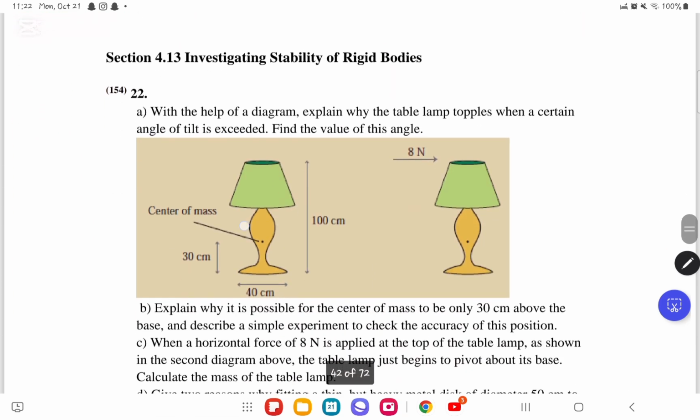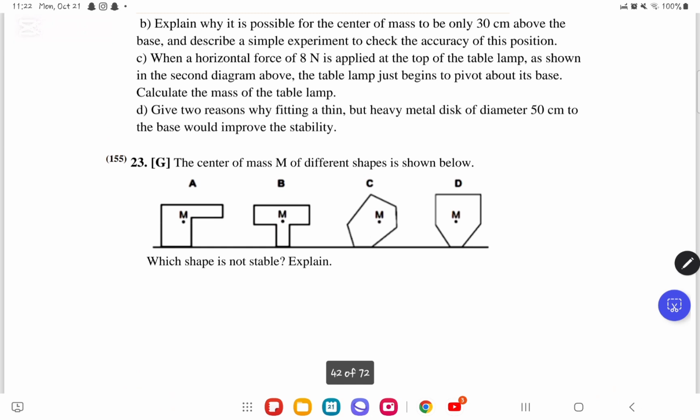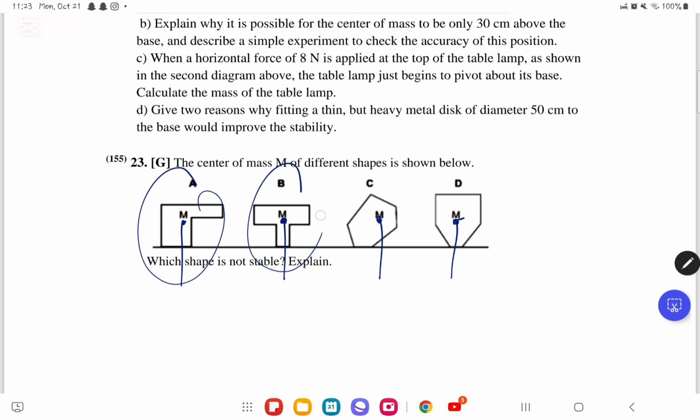Now 22, we said skip. 23 is very easy. Which of the following will fall? From the M, just draw. If it passes through the base, then it's definitely stable. So definitely they're all stable except for C, since C doesn't pass through the base line.